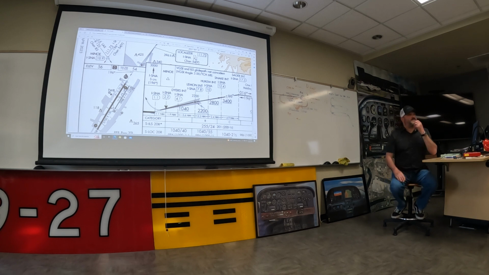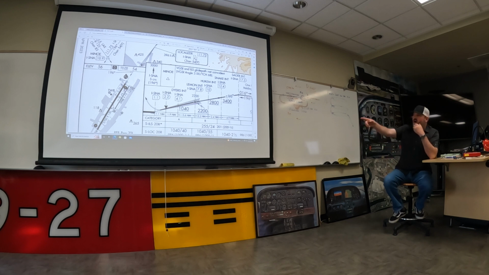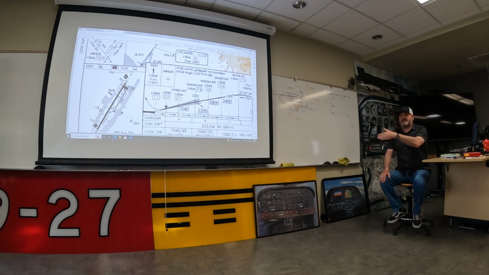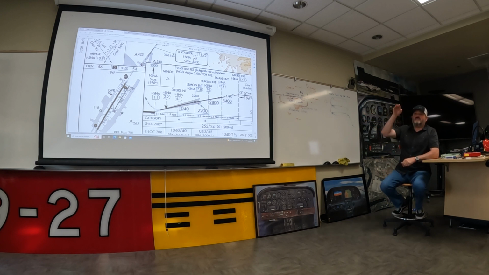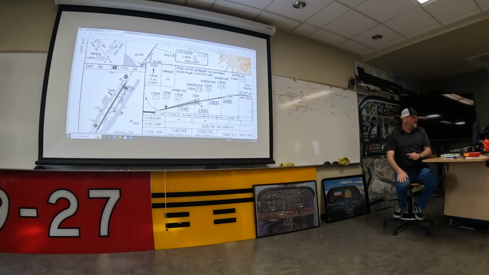Now if I ask you, what's the final approach fix for the localizer? The Maltese cross. And the Maltese cross is located at what intersection? Lemon. See the difference? The ILS utilizes left and right guidance and up and down guidance. On the ILS, you utilize the up and down guidance to identify both the final approach fix, glide slope intercept, and the missed approach point.